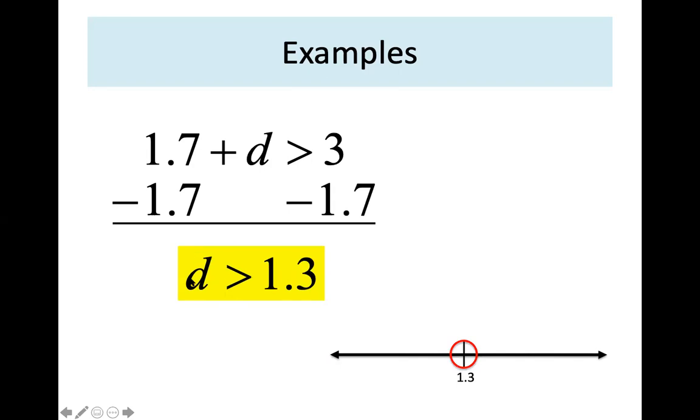I always read it from variable to number, variable to number. And as I read it from left to right here, I'm going to say the solutions are bigger than 1.3, where the numbers that are bigger than 1.3, those will be the numbers to the right. All right, felt like I was going a little fast there. Let me pause. Any questions from anyone?